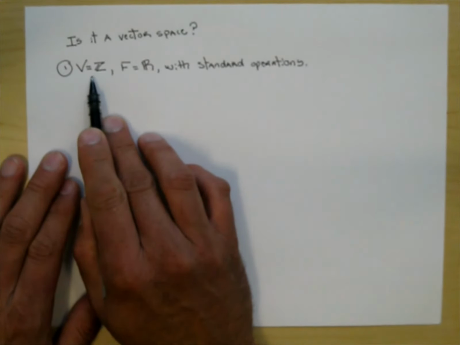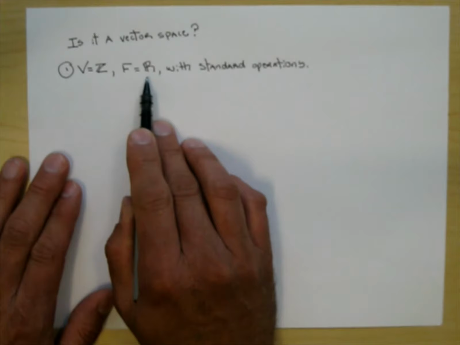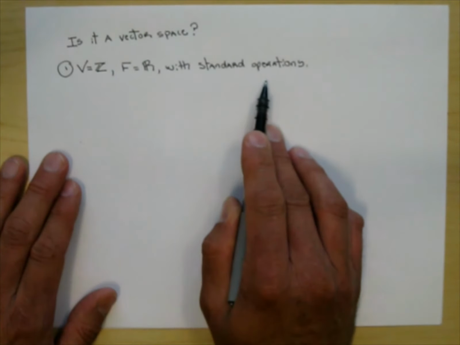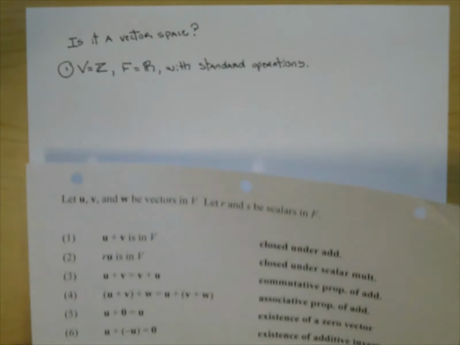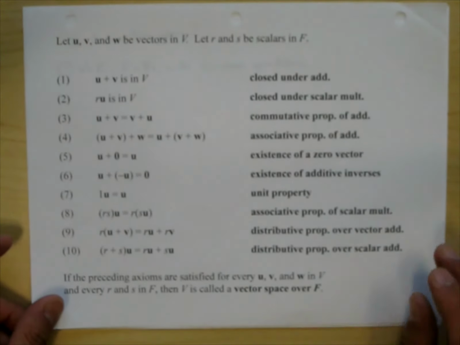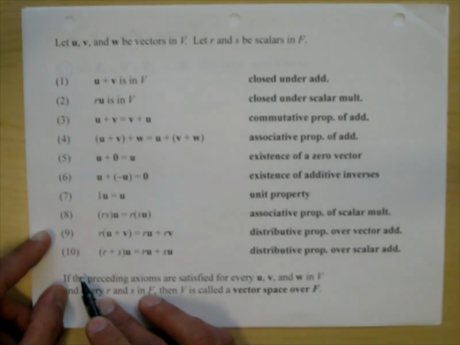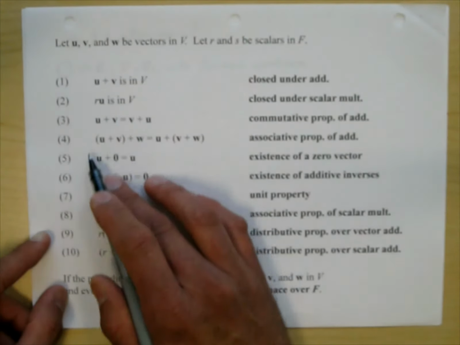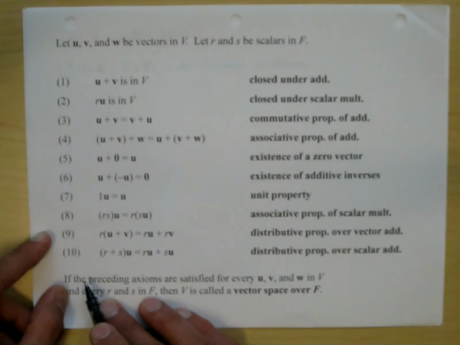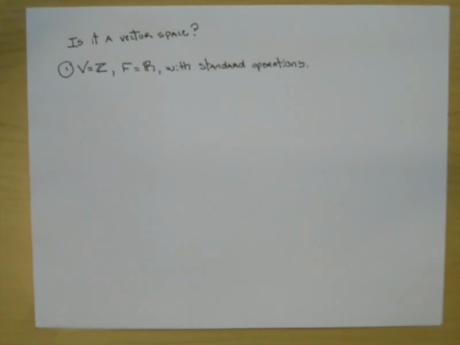The set of vectors is Z. The scalars are the real numbers. Standard operations. Okay, now look what I have here. I have my list of axioms. You'll probably be happy we're skipping the homework on this, but the homework in 4.2 that you do not have to do would be running through these 10 axioms, verifying whether they're all true or not. And that's what I'm going to do on some of these problems.